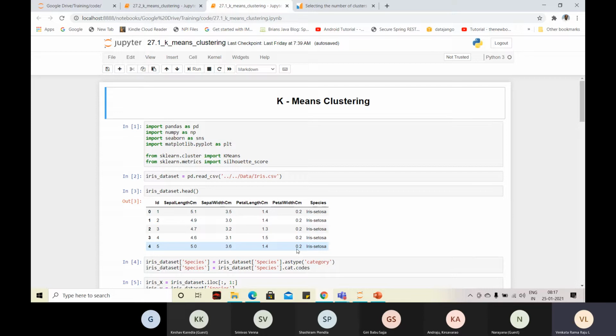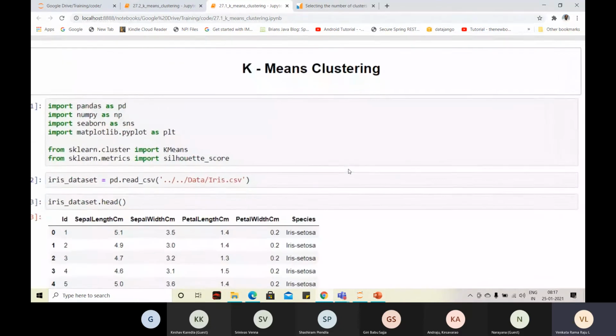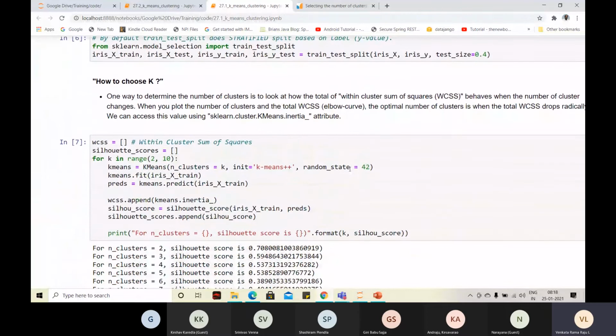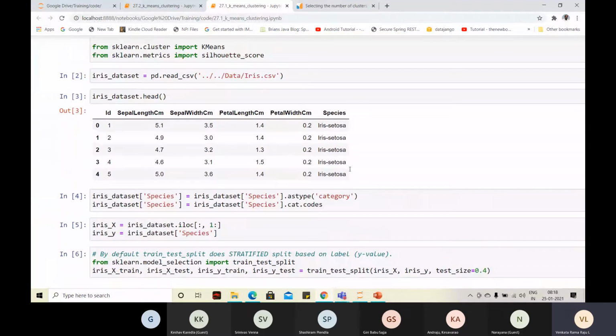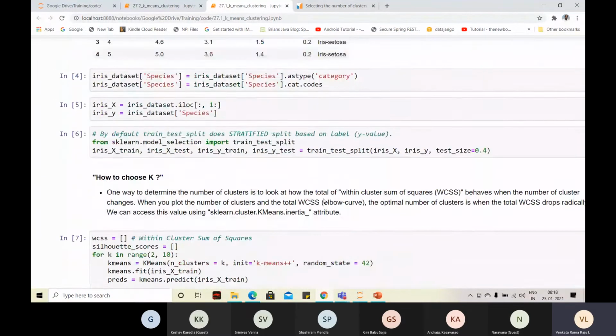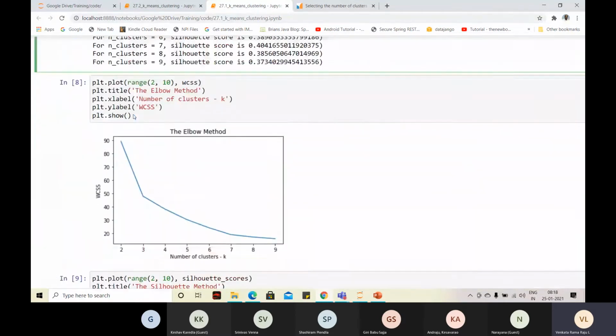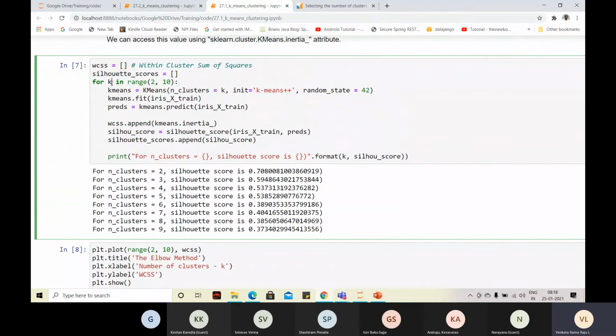So now we have seen what clustering is and how to measure the metrics. Yesterday, on Friday, I showed you how to do k-means clustering and then find k using the elbow curve. Here, we took k from a range of 2 to 10, which means 2 to 9. We are building k-means, and then I initialized with k-means plus plus.